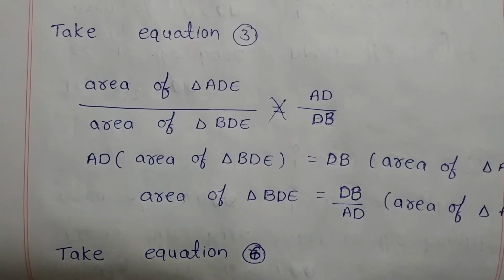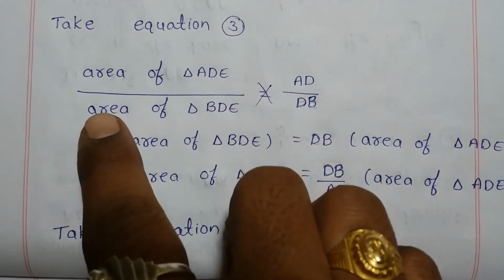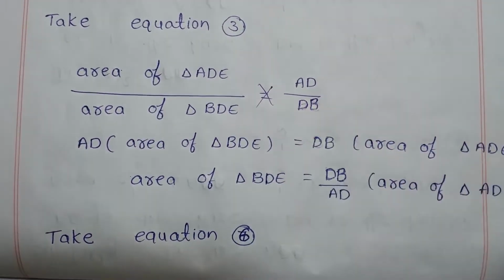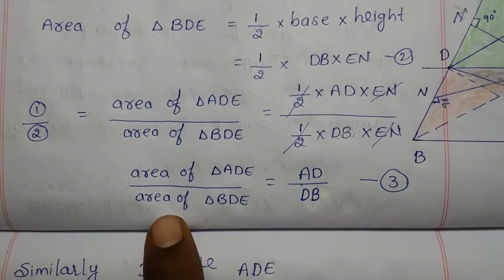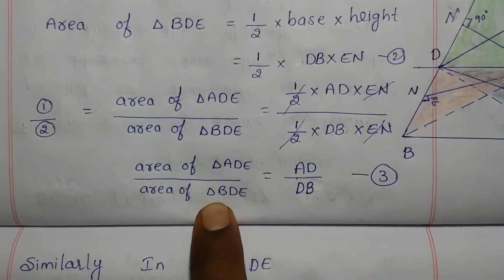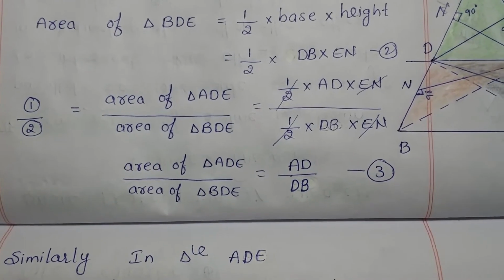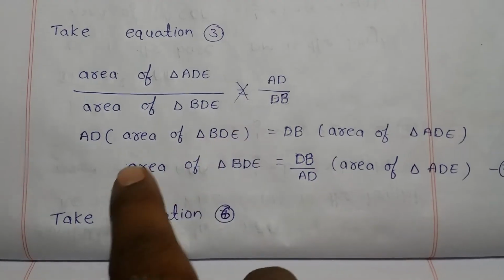So now take equation number 3. That is area of triangle ADE by area of triangle BDE is equal to AD by DB. We will see equation number 3 once. This is equation number 3: area of triangle ADE by area of triangle BDE is equal to AD by DB. I am taking this equation. From equation number 3, I will find the area of triangle BDE.